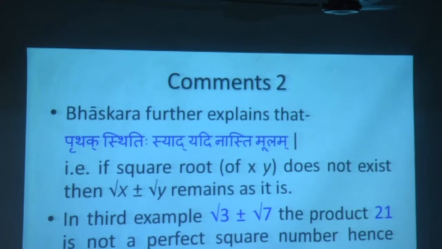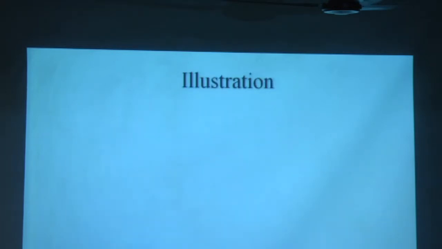So Bhaskara says "pruthak sthiti syat", meaning the answer of root 3 plus or minus root 7 will be root 3 plus or minus root 7. Just that: addition not possible, subtraction not possible. Of course, we used to say today that only like terms can be added or subtracted. That is what we say today.